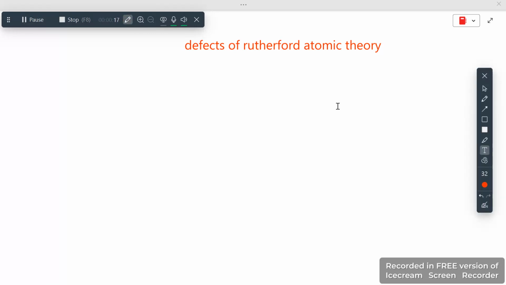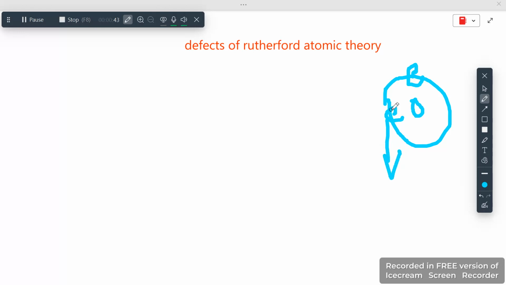So the first defect was this. If this is the orbit and this is the nucleus, and the electron is here, the electron just revolves around the nucleus, and of course the electron loses energy. So why does it not fall down to the nucleus? That was his defect.